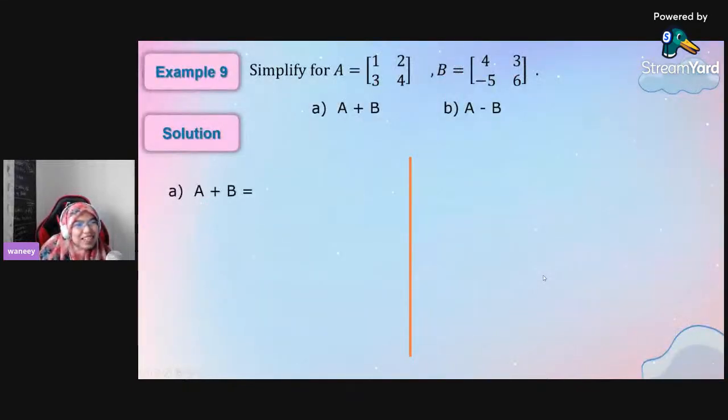Okay, next. Right, so now simplify for A equal to 1, 2, 3, 4, B equal to 4, 3, negative 5, 6. So you should try to do A plus B as well as A minus B. I'll give you around 2 minutes for you to do the addition as well as the subtraction. So yang ni pernah belajar kan masa sekolah dulu kan? Kalau tak belajar pun cuba belasah dulu. Sekejap lagi kita tengok macam mana.